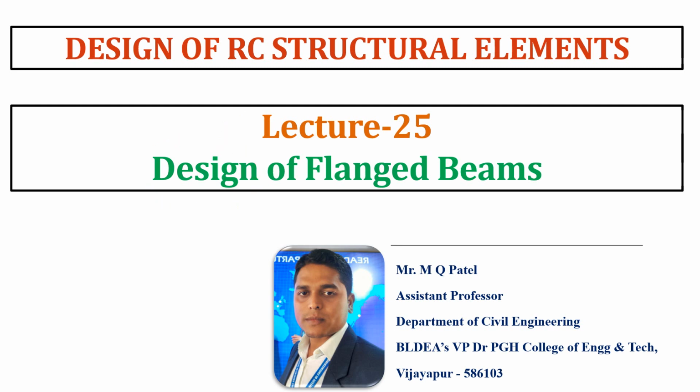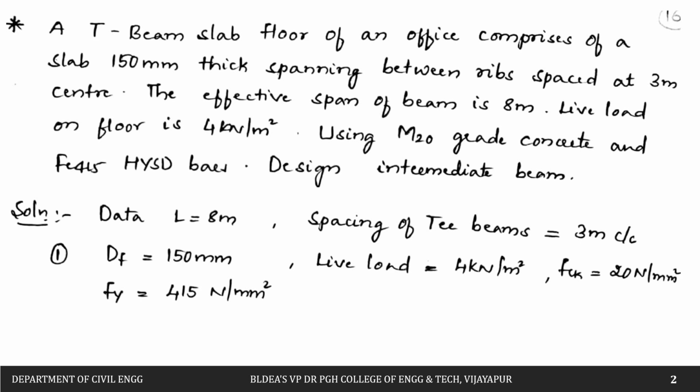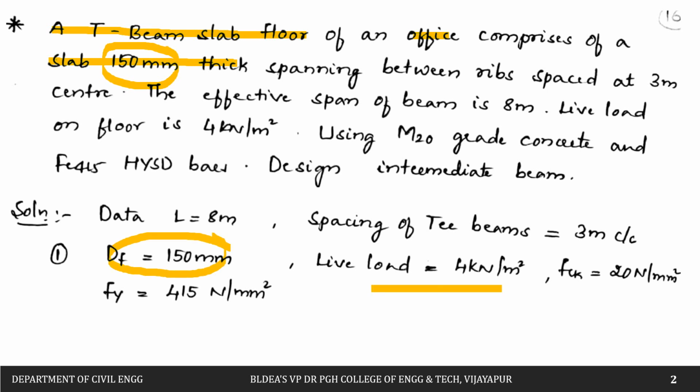So let us start with the problem now. We have one question: a T-beam slab floor of an office which has a slab of 150 mm thick. So slab thickness is 150 mm, that is nothing but the depth of the flange. If you take this as the slab and beam, T-beam. So the thickness of this slab is 150 mm, 6 inches, spanning between the ribs spaced at 3 meters center.